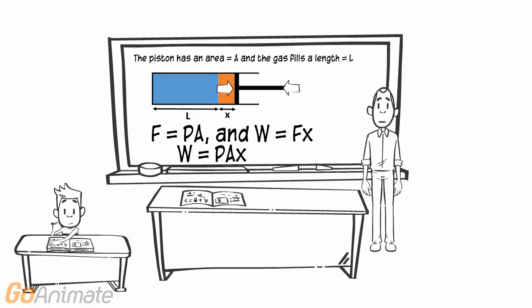Now, notice that A times x is the volume colored in orange in the diagram. The orange volume represents the amount by which the volume changed as a result of having the gas expand.